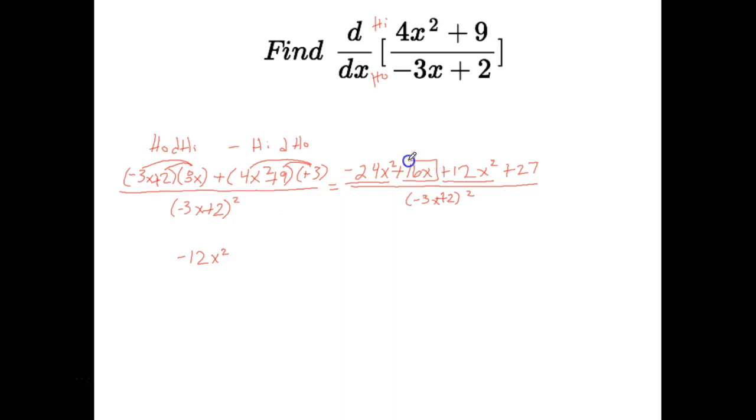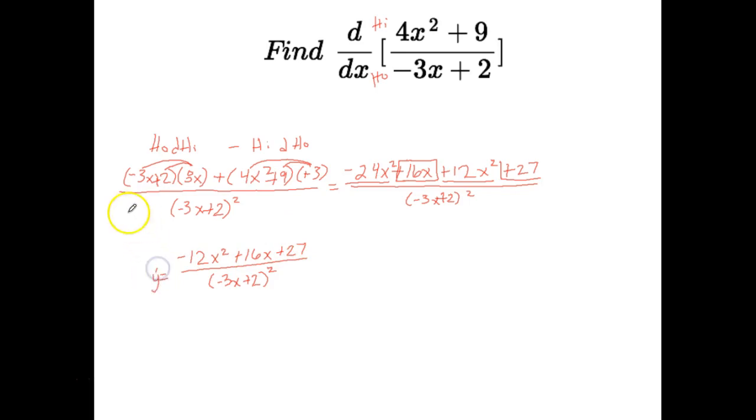Okay, the positive 16 combines with the positive, I'm sorry, never mind, they don't combine because that has an x, that one doesn't. So we're just going to have plus 16x plus 27 all over, and I would just leave the bottom as this being squared because sometimes it cancels out with things on top, so I don't like factoring it out. And that is your derivative.